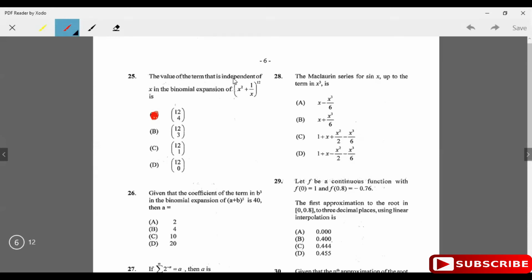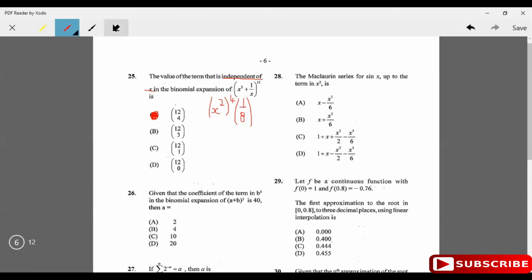So they're asking for the term that is independent of x. Term that is independent of x means they're asking for the constant. The constant term is going to be from r equals 0 to n of. So look at this. If we raise x squared to the 4th power and we raise 1 over x to the 8th power.